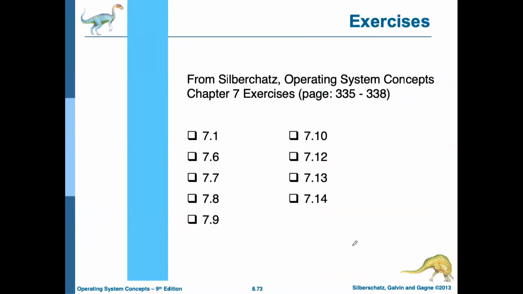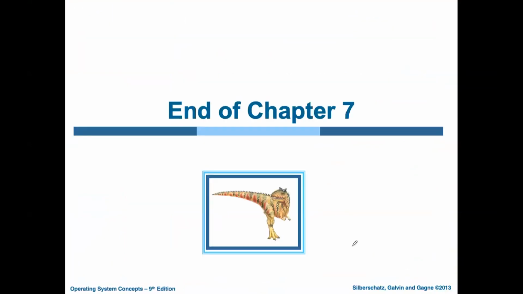Okay, so this is the exercise in the book that you can go through. Okay, end of chapter 7. All right, that's all for chapter 7.